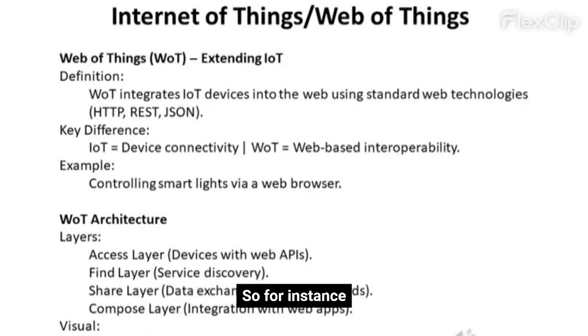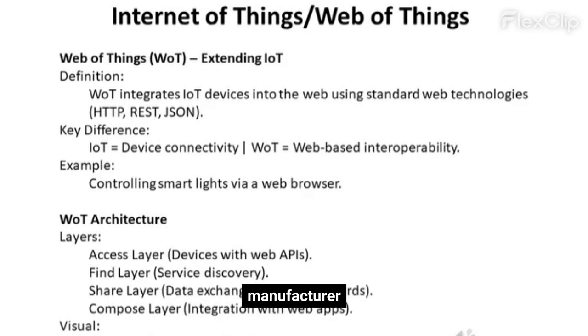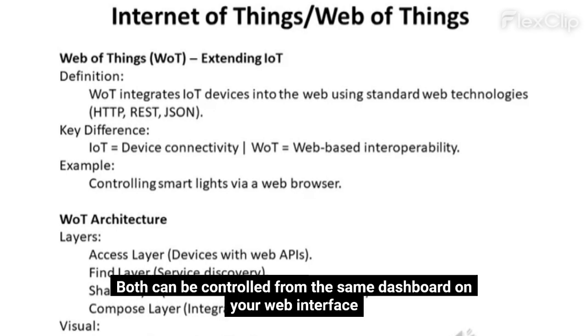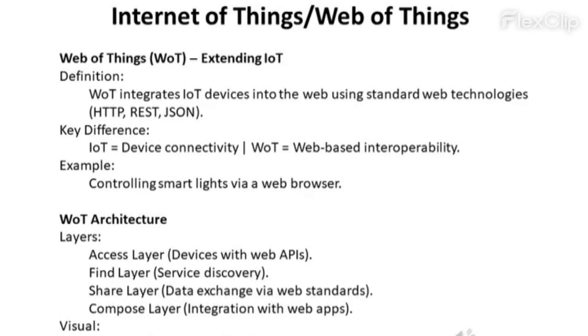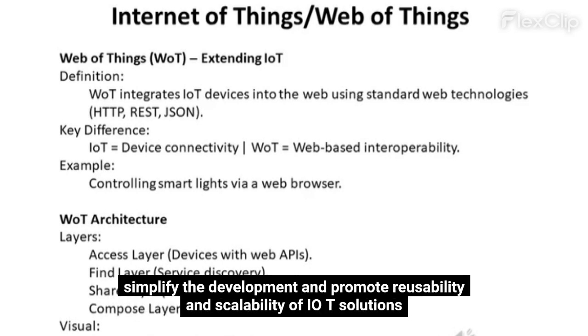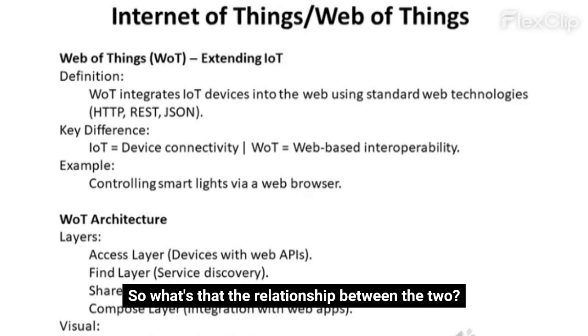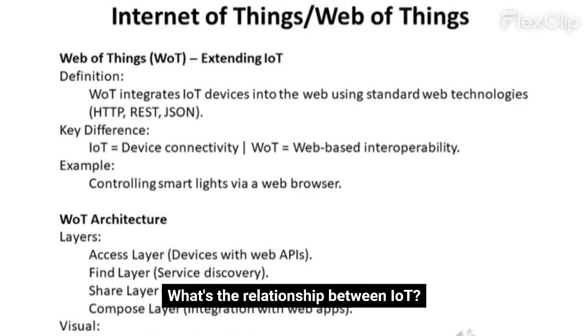So for instance, let's look at a smart light bulb from one manufacturer and a smart plug from another manufacturer. Both can be controlled from the same dashboard on your web interface using standardized web interfaces. This eliminates vendor lock-in and bottlenecks, simplifies development, and promotes reusability and scalability of IoT solutions. So what's now the relationship between the two?